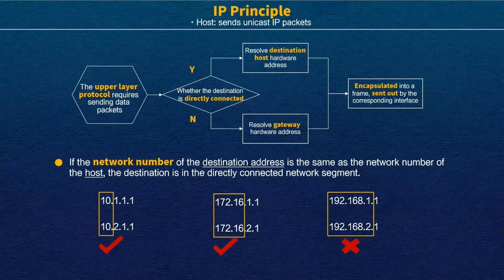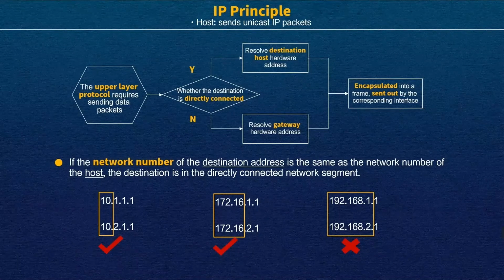And the next one: if we find the destination is not in the same segment as me, I will ask the gateway for help. What does asking the gateway for help mean? I will directly use ARP to get the gateway's MAC address. Hello gateway, please tell me your MAC address, I need your help. Then I will do the encapsulation. The destination MAC address will become the gateway's MAC address.